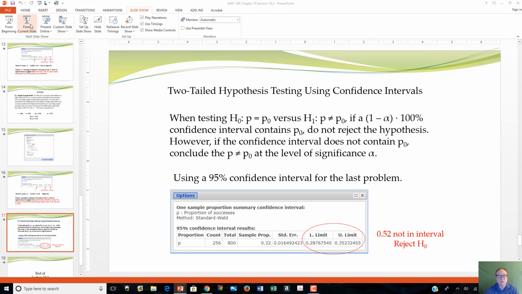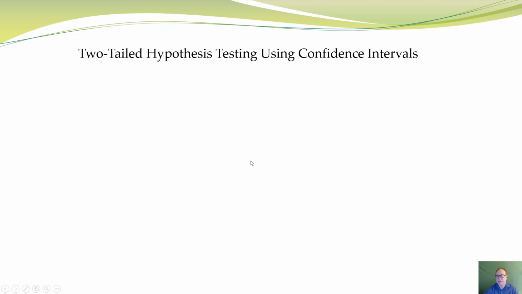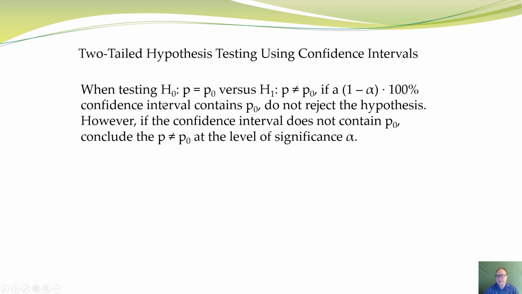Now, if you have a two-tailed hypothesis test, you can use your confidence interval. If you had a confidence interval, you could use it to check a two-tailed hypothesis test. So when testing H naught, p equals p naught versus H sub 1, p not equal to p naught, if the 1 minus alpha times 100% confidence interval contains p naught, do not reject the hypothesis. So if your confidence interval contains p naught, fail to reject. However, if the confidence interval does not contain p naught, conclude that p is not equal to p naught at the level of significance alpha.